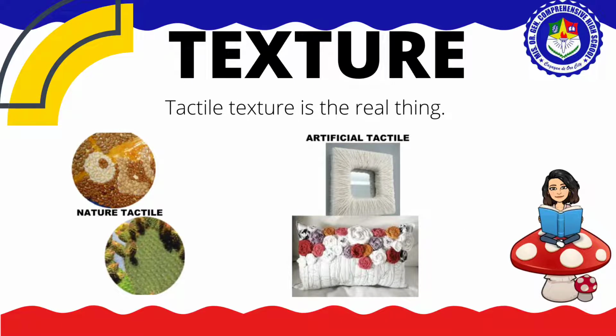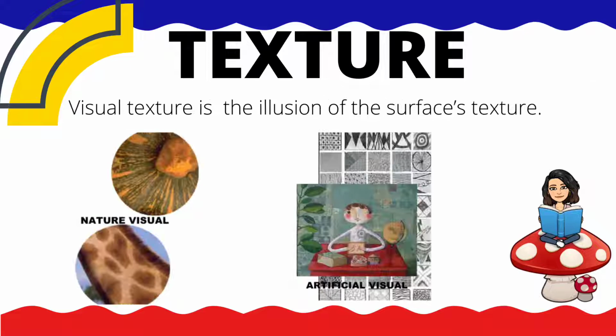Tactile texture is the real thing. It is the actual way a surface feels when it is felt or touched. Visual texture, on the other hand, is the illusion of the surface's texture. The textures that you see in a photograph are visual textures.